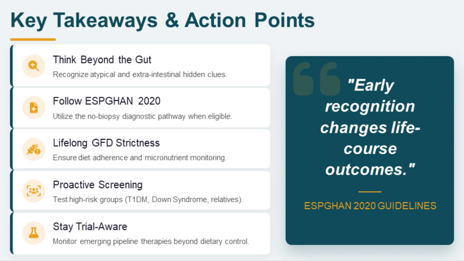So the key points here are that in celiac disease, there are hidden clues in extraintestinal manifestations and atypical manifestations. So think beyond the gut, follow the ESPGHAN guidelines, utilize the no-biopsy diagnostic pathway when eligible. Lifelong gluten-free diet is needed. You have to ensure adherence and monitor them. Screen the groups like type 1 diabetes, Down syndrome and relatives early. And be aware of all the new therapies that are coming out in the pipeline.